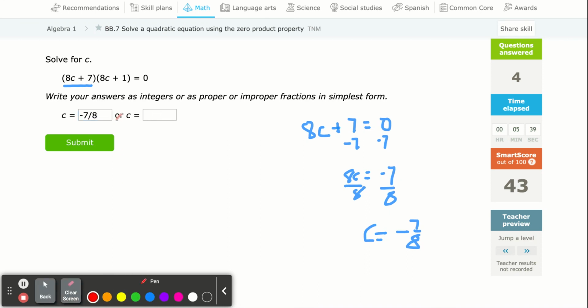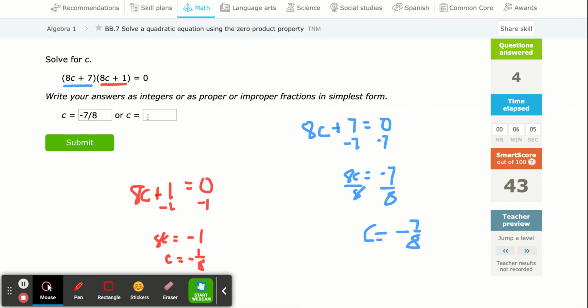Now I'm going to find the next solution. I'm going to take that second set of parentheses, the 8c plus 1, set that equal to 0, and subtract 1 from both sides. We get 8c equals a negative 1. Again, I'm not going to drop the minus sign. Made that mistake once. Divide both sides by 8, and we get a negative 1/8. Come up here and type in the negative 1/8, or 1 divided by 8 to get the fraction negative 1/8.